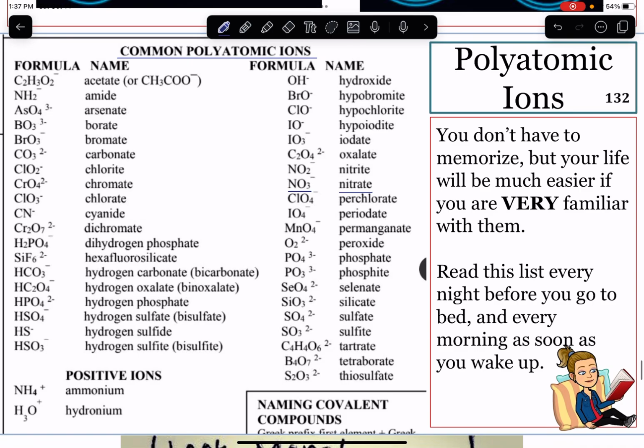Therefore, I recommend that you read this list of polyatomic ions every night before you go to bed. And then every morning as soon as you wake up, you're going to see this periodic table sitting on the back of your end table, and you're going to read it again. I know that sounds silly, but if you do it, your life will be much easier for the rest of this year.